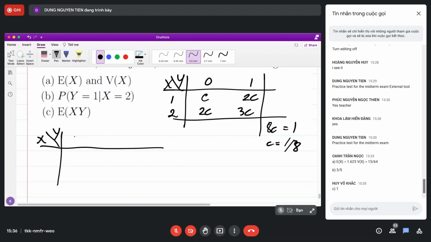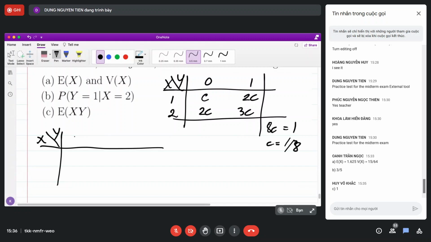Then it is 2 times the probability that x equals 1, y is 2. Wait a minute, did I miss something? There should be 1 here. It should be 1, I think. Because it is 1, 0, or 1, 1, 2, 0, 2, 1. Yeah.